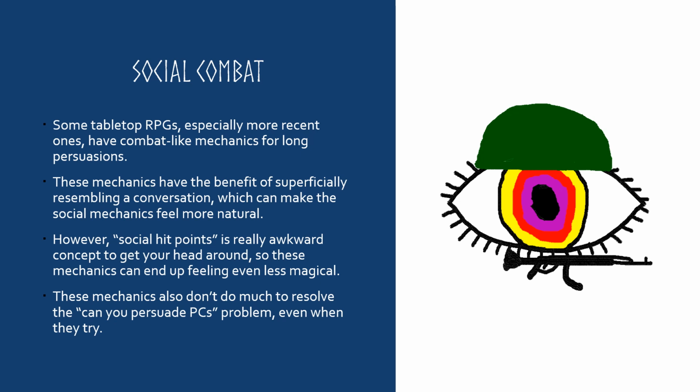These mechanics have the benefit of resembling a conversation, at least within the bounds of what is often a constrained speaking order, and so this can make the actual social mechanics feel more natural. With something like a single persuasion roll or a GM reaction roll, it can be unclear on when the player has to roll. Do they have to roll for each point or argument they make? Do they have to roll at the end of the encounter? Do they roll at the start of the encounter? With social combat, it's a lot clearer.